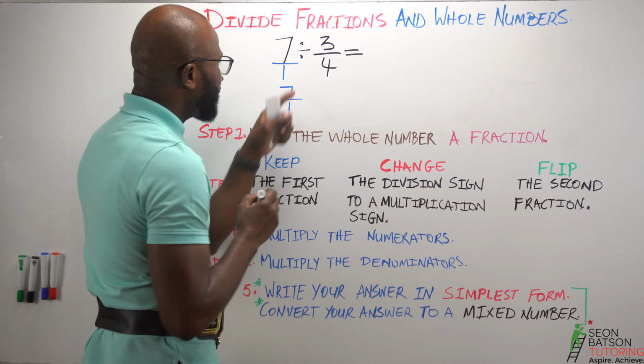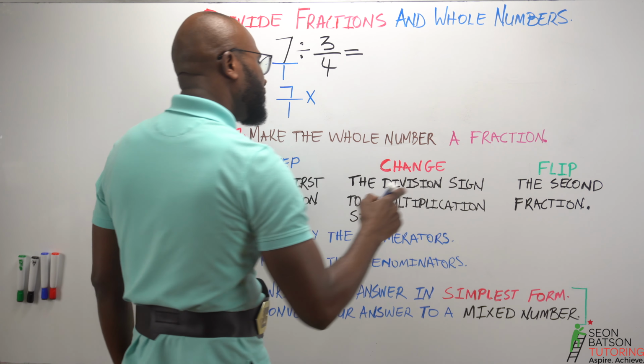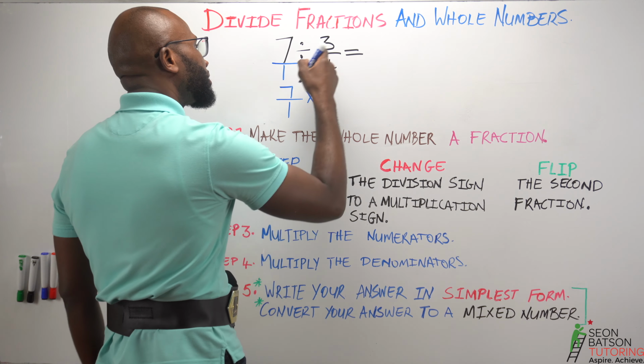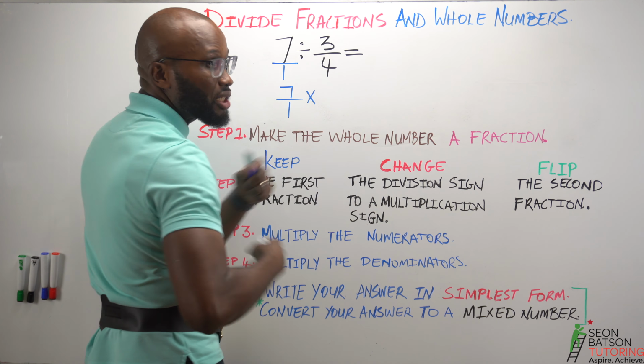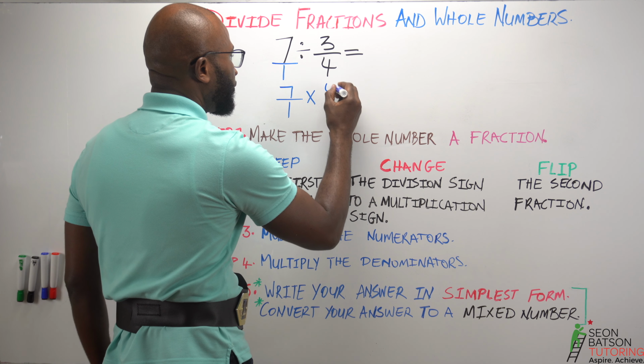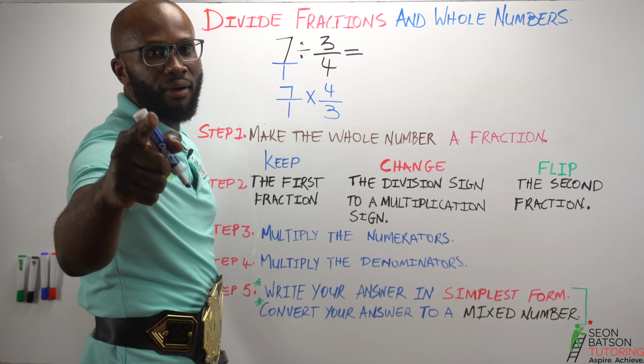We will change our division sign to a multiplication sign. Then we will flip the second fraction. The second fraction here is 3/4, or 3 over 4. If we flip it, or find its reciprocal, it will become 4 over 3. How are you doing so far?